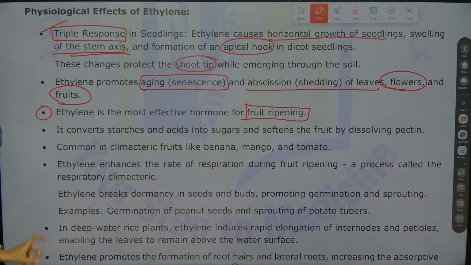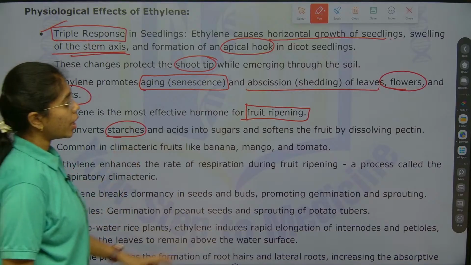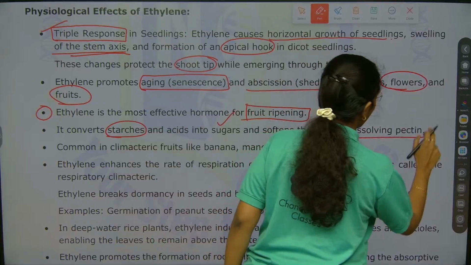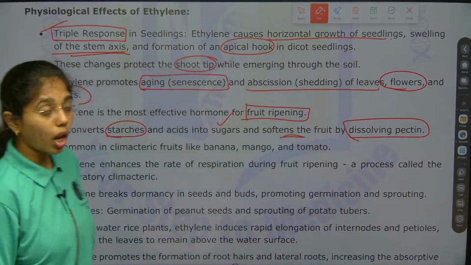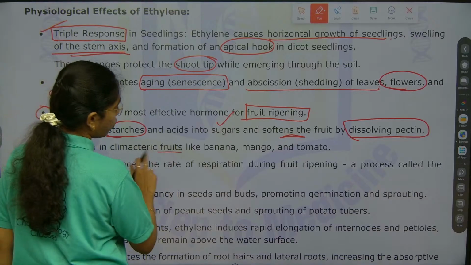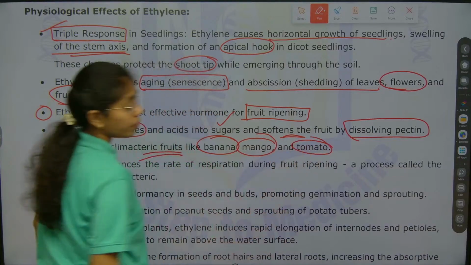It will convert starches and acids into what? Sugars, and it will soften the fruit by what? Dissolving pectin. And this is common in climacteric fruits like what? Banana, mango and tomato.